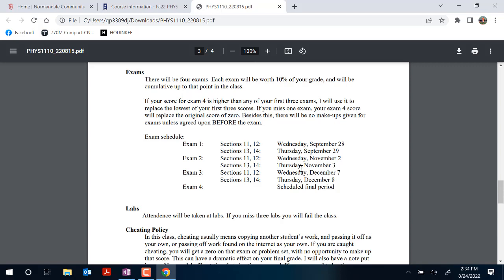Just like with the labs, if you can't make it to your exam, but you can make it to the other one, like you can't make it Wednesday, September 28th, but you can make it to class on September 29th, feel free to do that anytime.